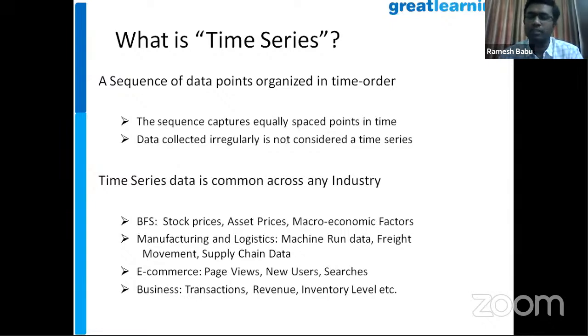In manufacturing and logistics, you can take machine run level data, supply chain data and freight management. For example, freight moving from Chennai to Bangalore can be tracked using time series data. And in e-commerce, there is page visits data, how many people visited, how many searches happened, and so on. These are a few examples I'm quoting, but there are many more use cases you can play around with using time series data.